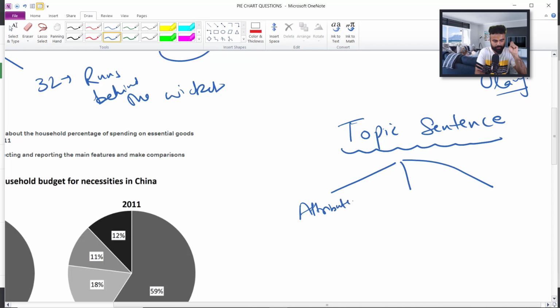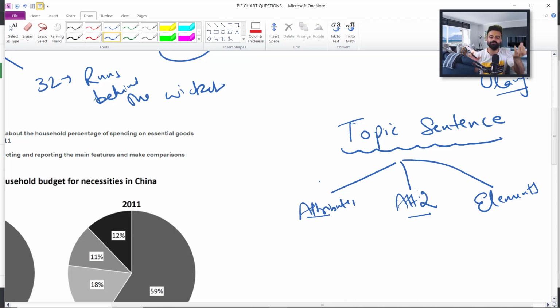Attribute 1, attribute 2, if it's there, elements. Now you need to write the topic sentence, and then you need to write the attributes. So what are these attributes? As you can see, I have written here attribute 1, attribute 2. These are nothing but the attributes based on which the graph is being compared.